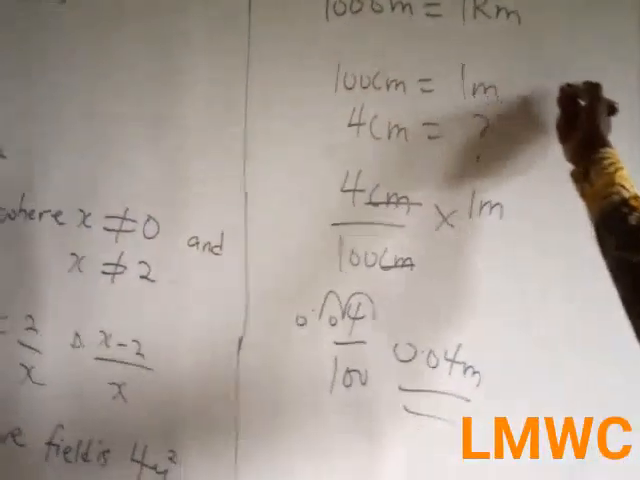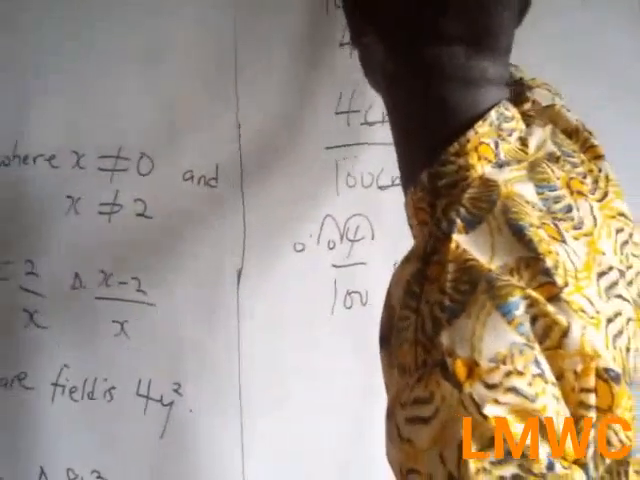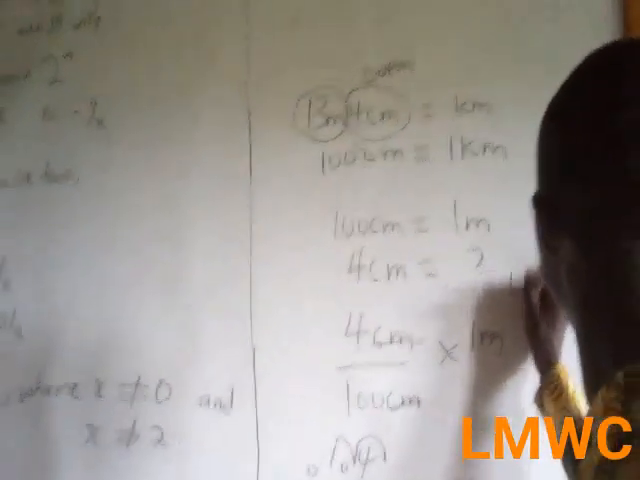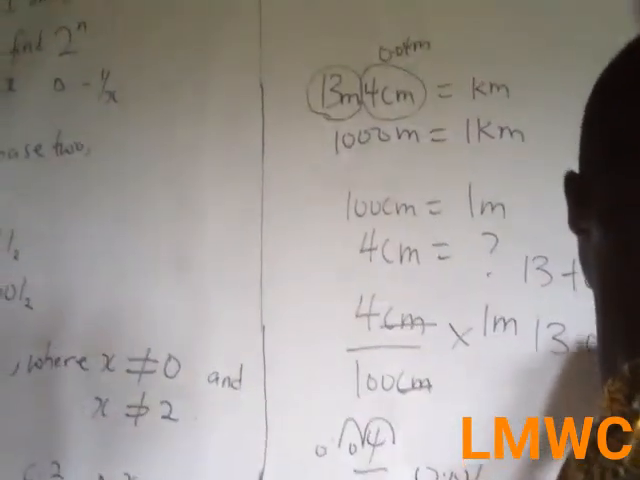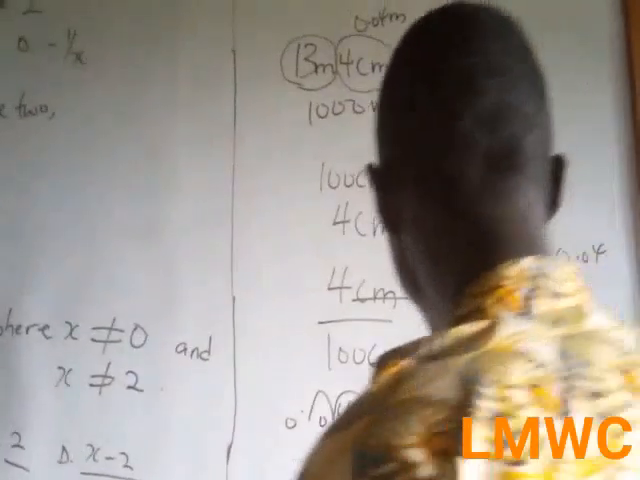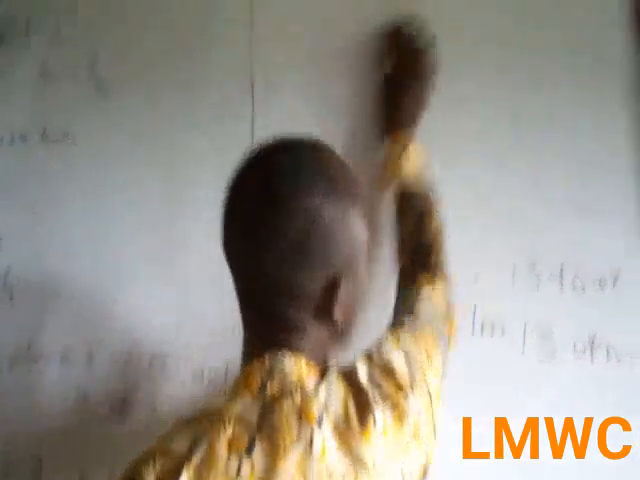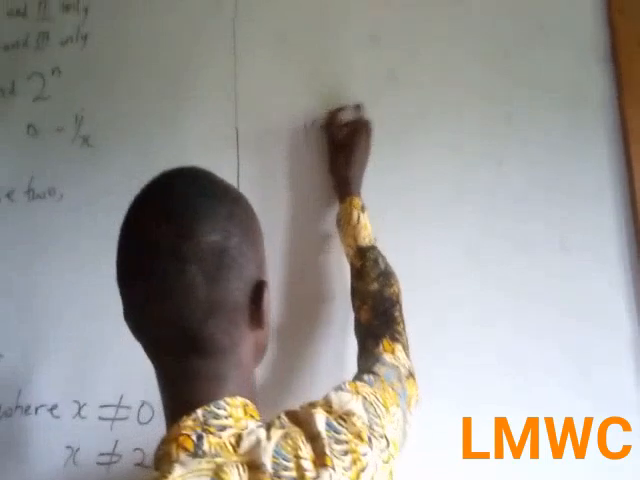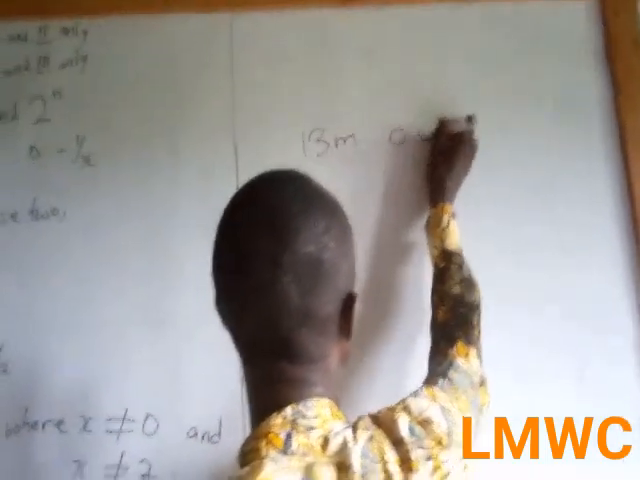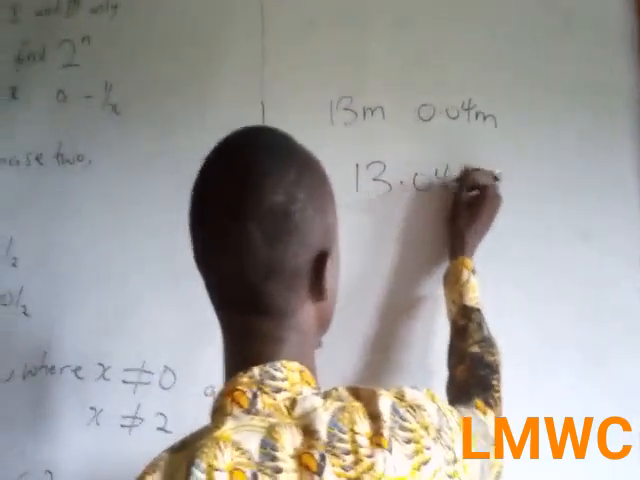So 13 meters plus 0.04 meters. So you add. Meters plus meters we can add. So 13 plus 0.04, we have 13.04 meters. So we have 13 meters and 0.04 meters. If you add, you get 13.04 meters.